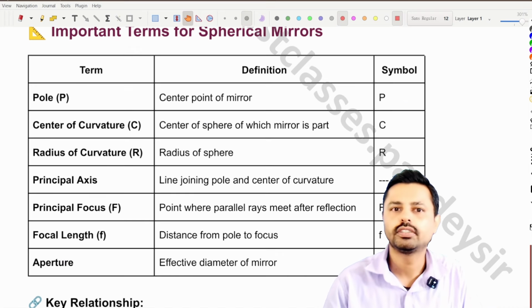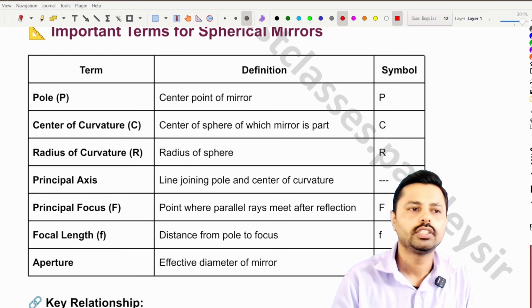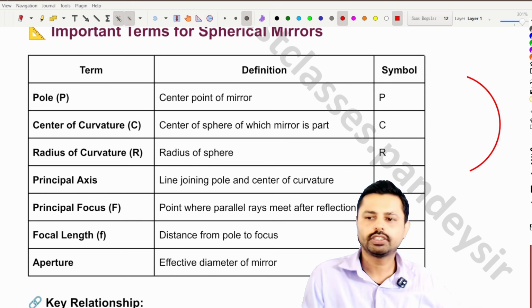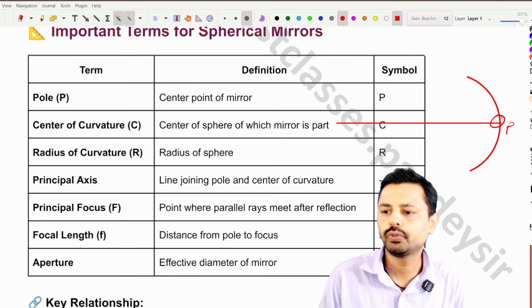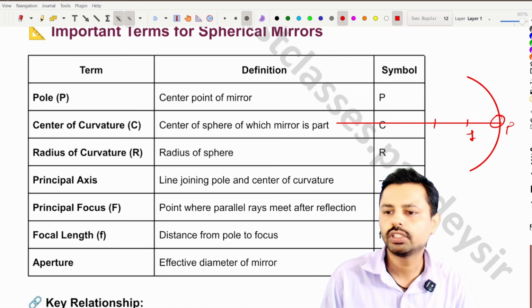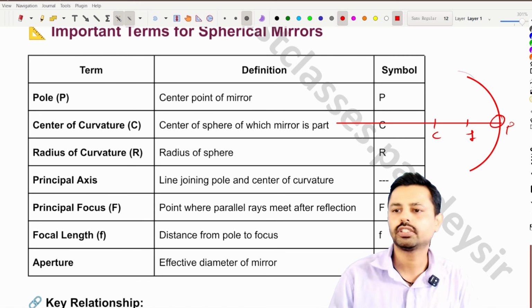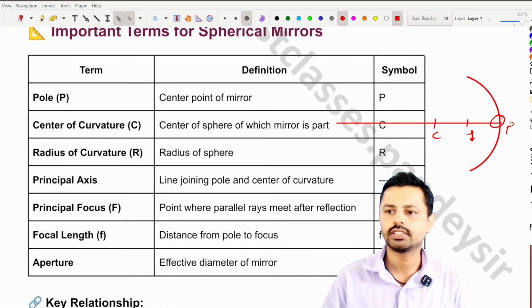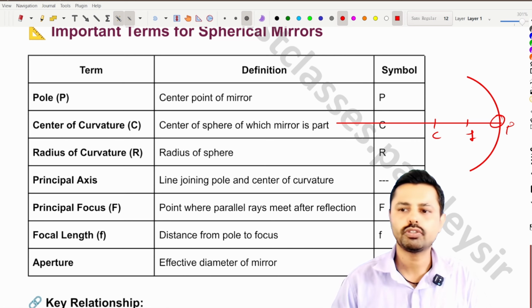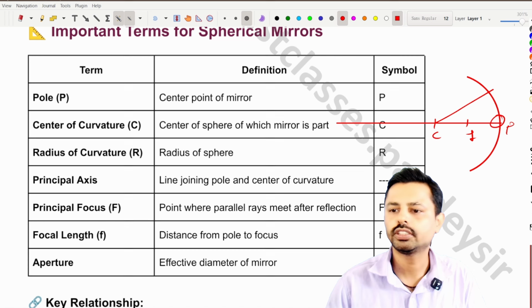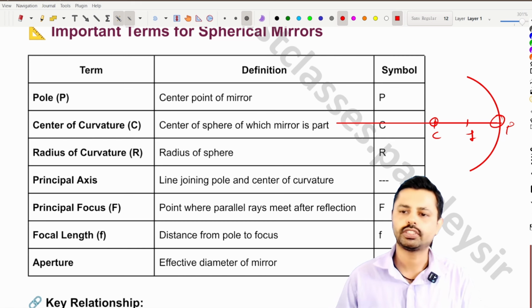So the center point of the mirror is a pole. Center of curvature. So this point is pole. This is the focal point of the mirror. So this will be the center of curvature, almost double. And the original line from which this circle was made, that's the center of curvature. What is radius of curvature? The distance, this distance or this distance, let's say from here to here, the mirror is 2 centimeter, then it will be radius of curvature.